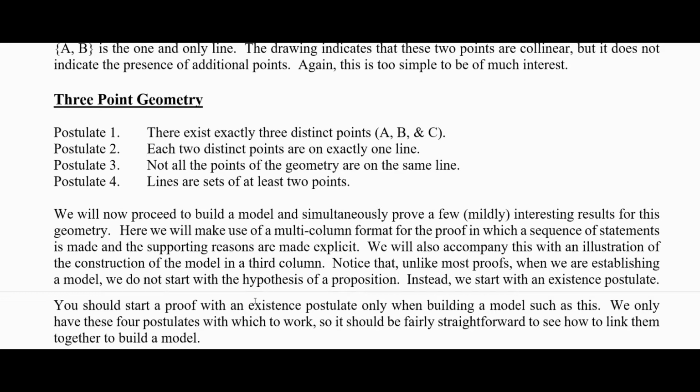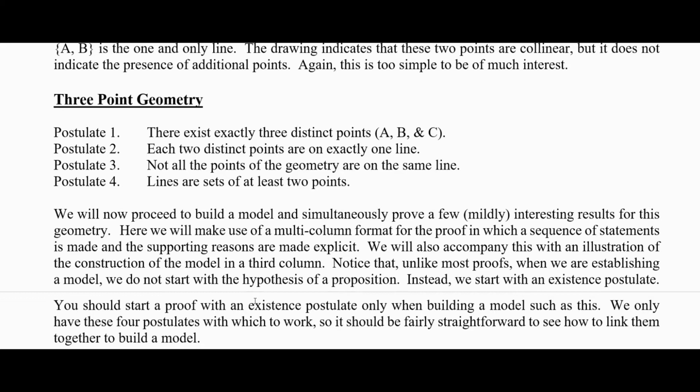So where are we going to start? We've got to find which one of these is an existence postulate. Let's read them backwards, with number 4. Lines are sets of at least 2 points. That says if L is a line, then L equals a set containing 2 points. So if you've got a line, then there are 2 points that make up that line, no more, no less. Again, that's an if-then conditional.